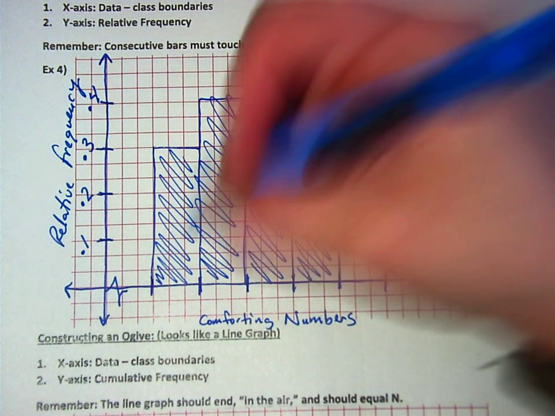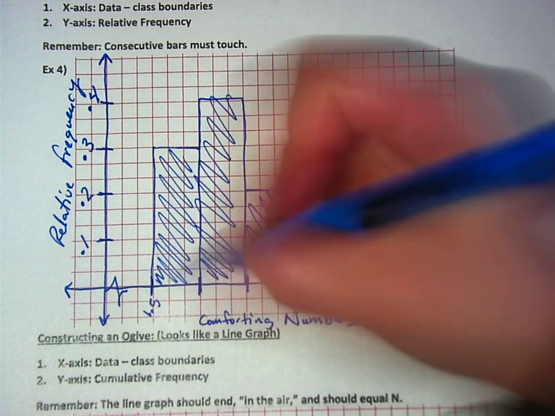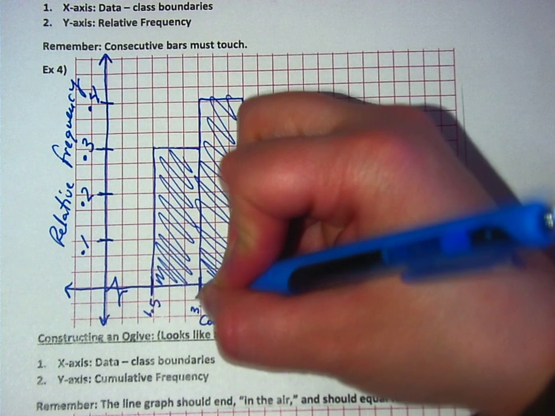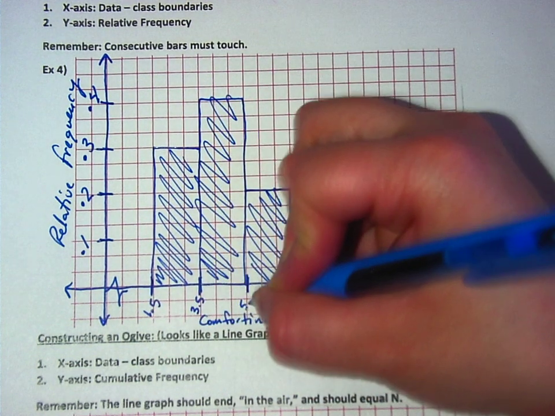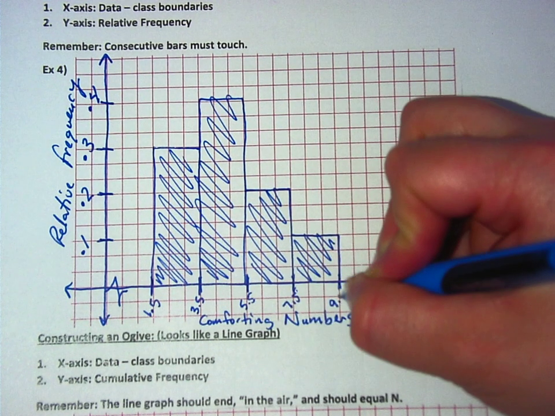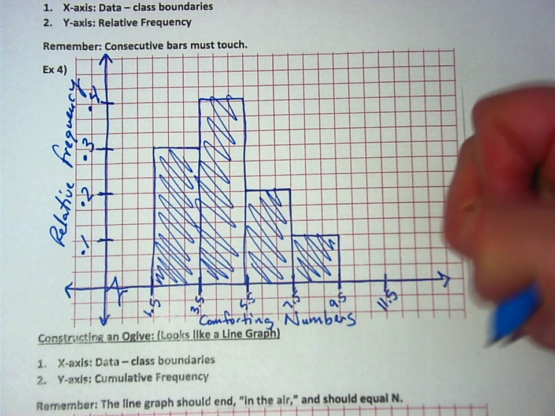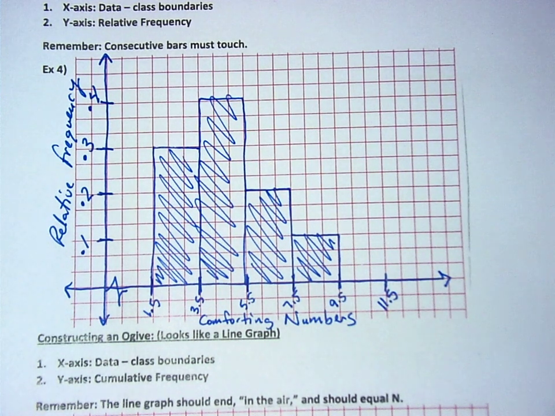And we have to use class boundaries again. This first one, 1.5. And remember, just because you have an empty category doesn't mean you shouldn't put anything. It still needs to be represented on the table as empty.